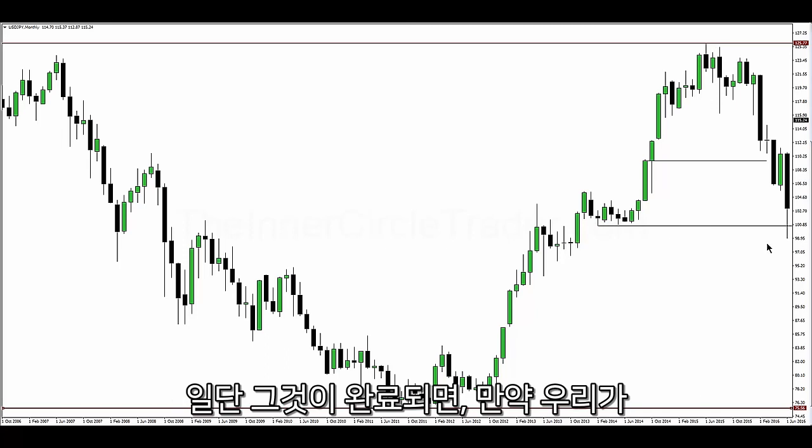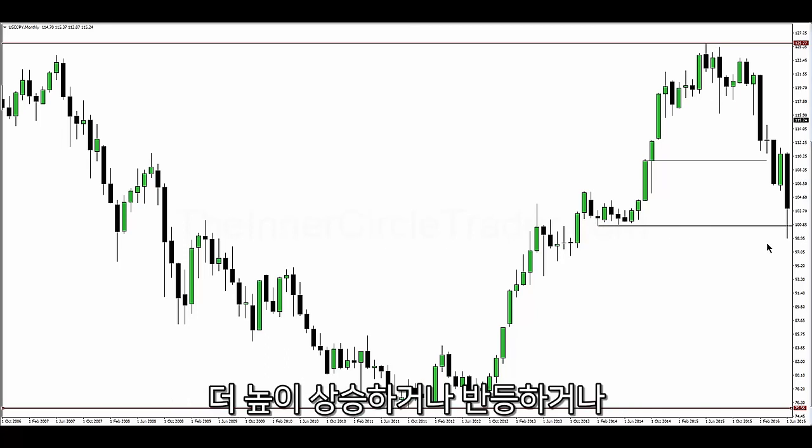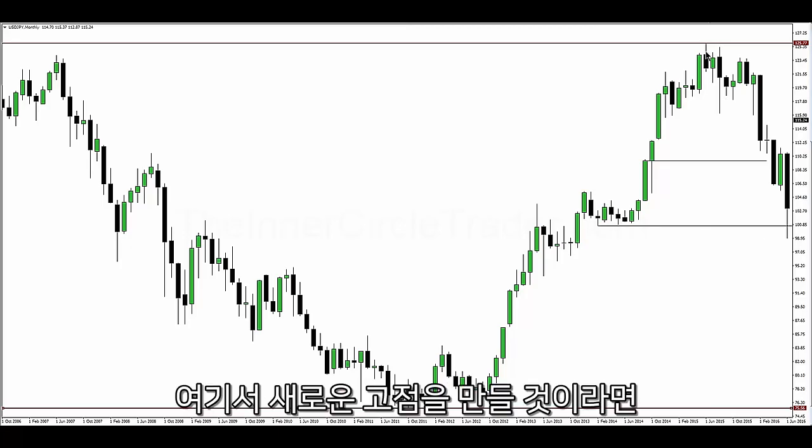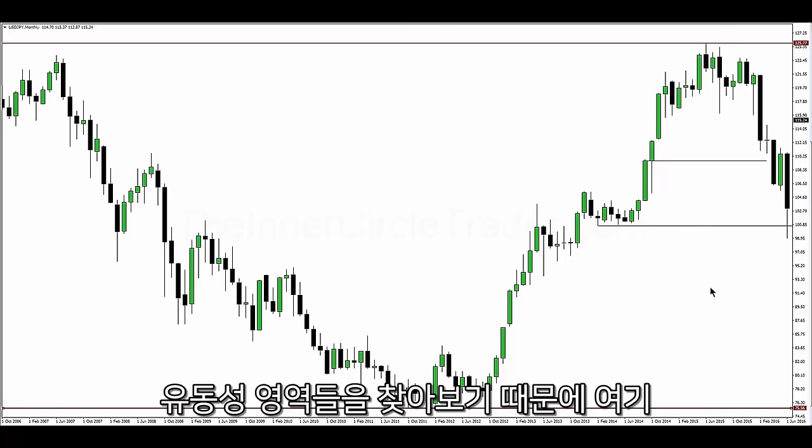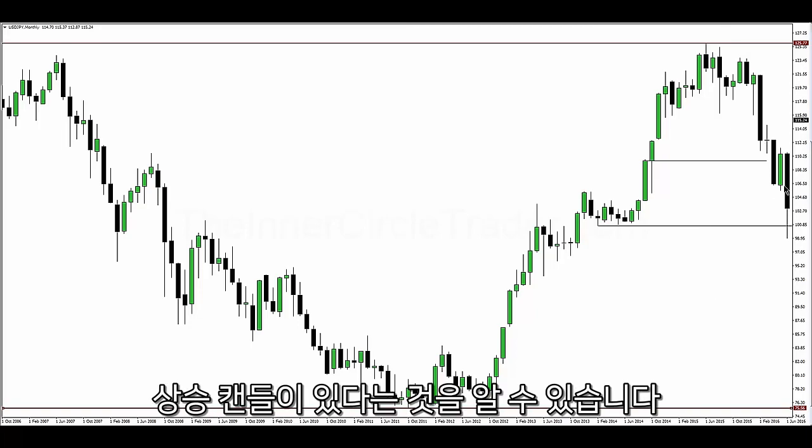Once that's done, if we are going to go higher and bounce higher or trade higher or even make a new high here, we don't ever know that, so we look for the areas of liquidity. So we know there's an up candle here.